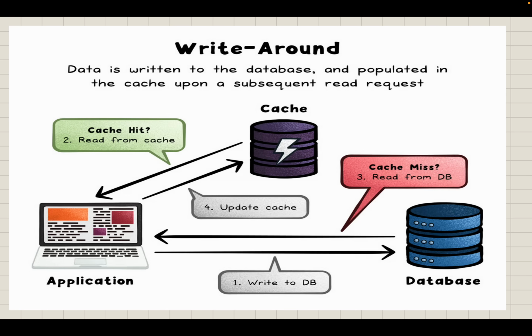Okay, the other method is write around. In write around, first it will write to the database. Whenever we need to read, first it will go to the cache and read from the cache. If something is not in the cache, then it will fetch from the database, then it will update the cache. So these are the 5 methods with respect to database caching strategy.